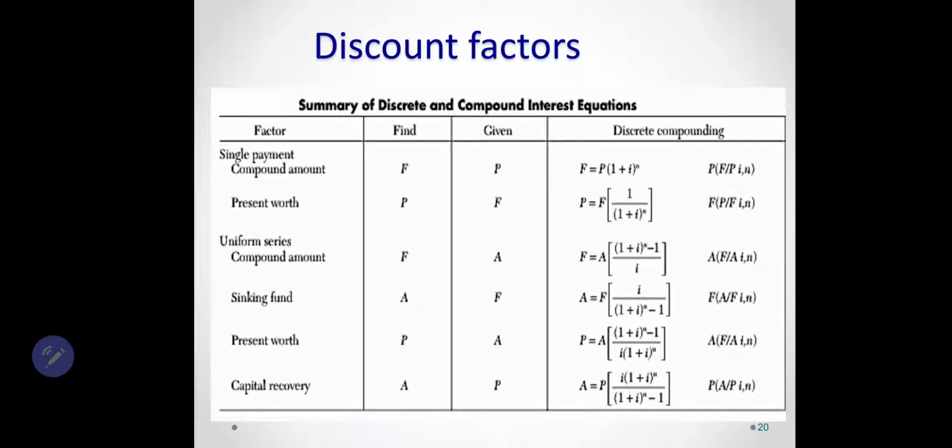So from the previous slide, we've been able to identify the cash flow types. For the annuities where we're looking for the present value, we'll be using this formula.